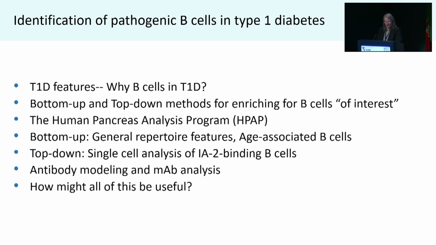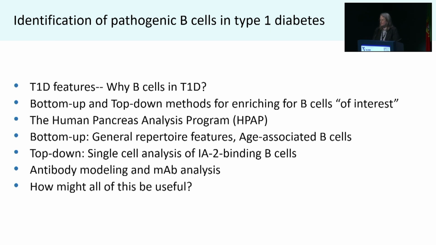So T1D features is what we're going to talk about first. Why do we even want to look at B cells? And then talk a little bit about how do we approach homing in on potentially pathogenic cells. And I'm going to tell you about what I like to call bottom-up and top-down approaches. I'll describe the Human Pancreas Analysis Program to you a little bit.